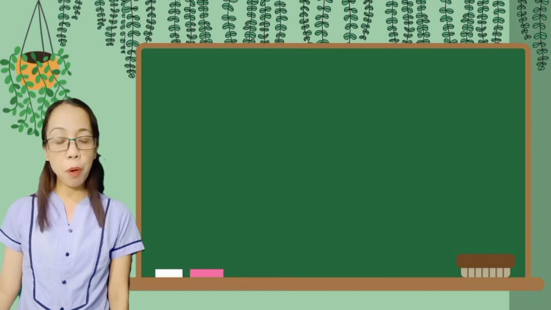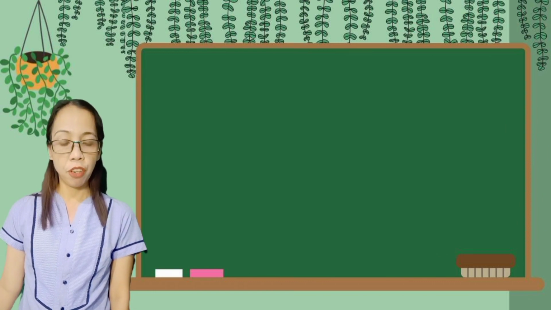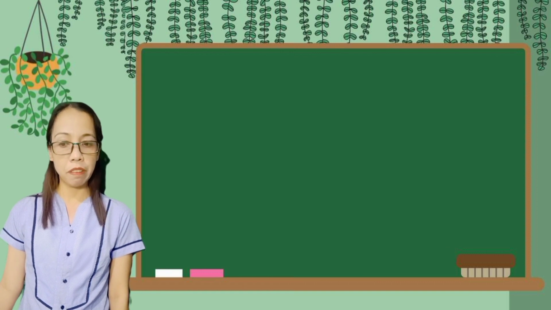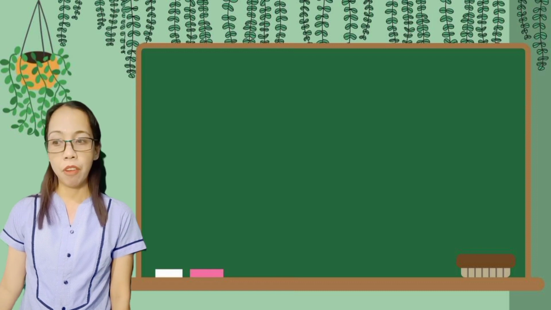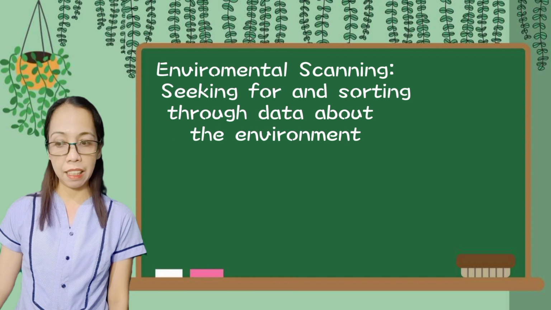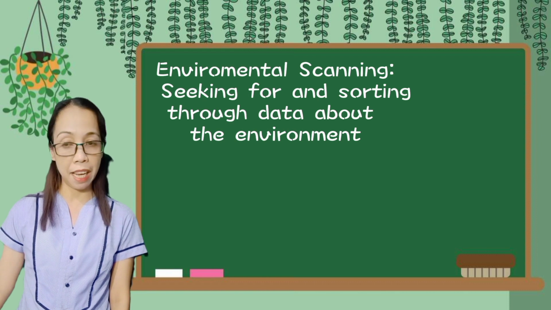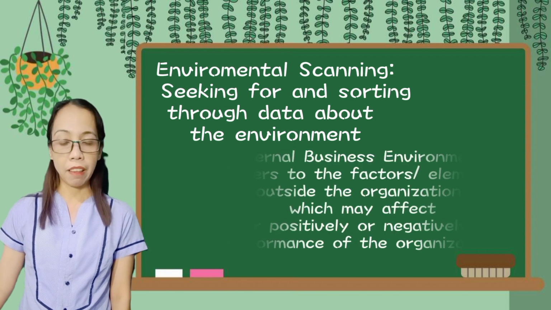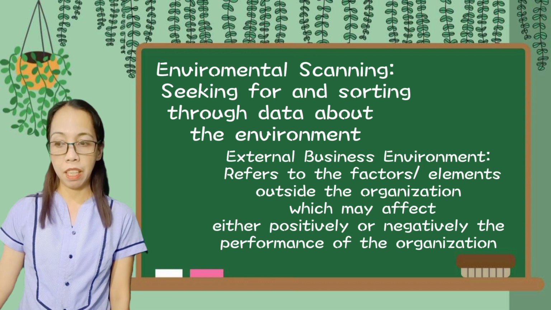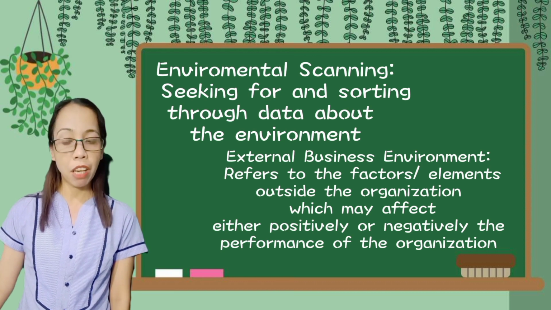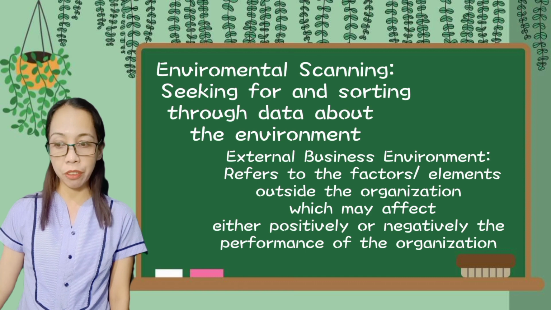Before we proceed to our proper discussion for this week, let's define first some terminologies that we will be meeting along with our discussion. First will be environmental scanning. Environmental scanning is seeking for and sorting through data about the environment. External business environment refers to the factors or elements outside the organization, which may affect either positively or negatively the performance of the organization.